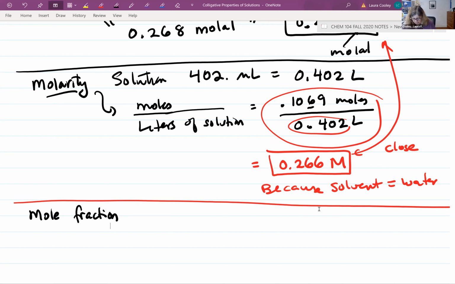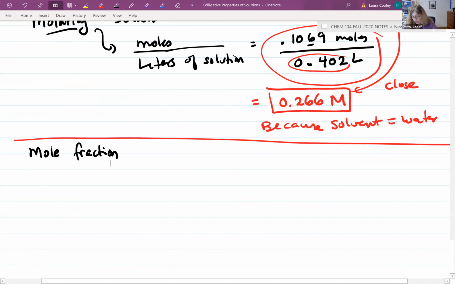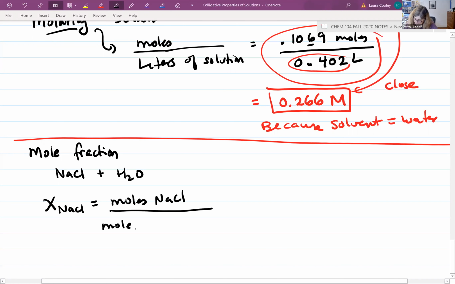Yeah, I think so. All right, so the mole fraction. What we need to do is have the moles of each. We have basically sodium chloride and water. The mole fraction of sodium chloride is the moles of sodium chloride divided by the sum of the moles NaCl plus the moles of water. So we need to get the moles of both. The moles of NaCl we already have. That's 0.1069.